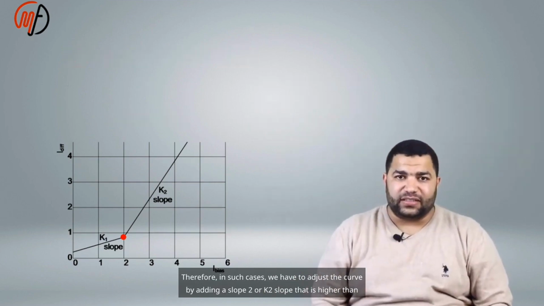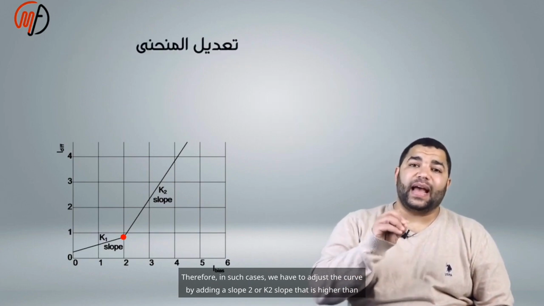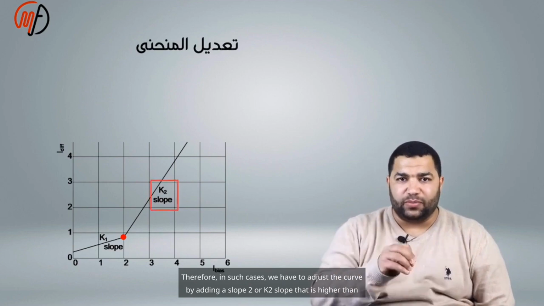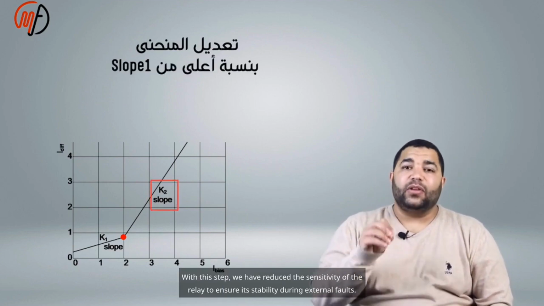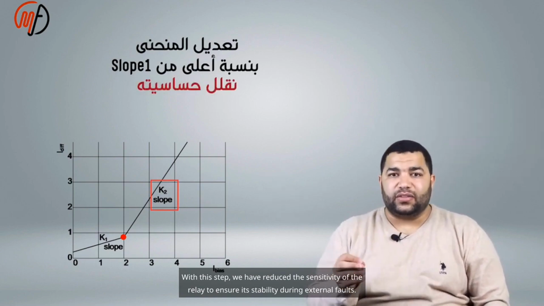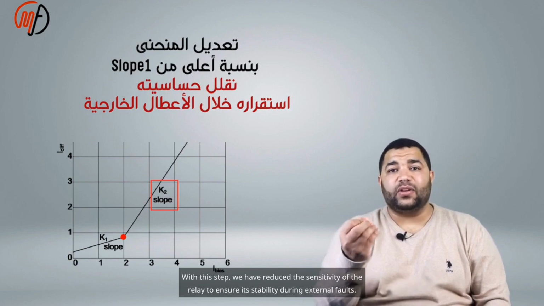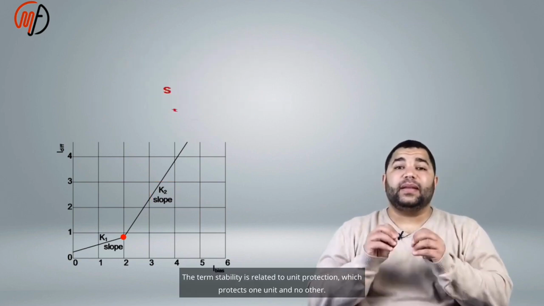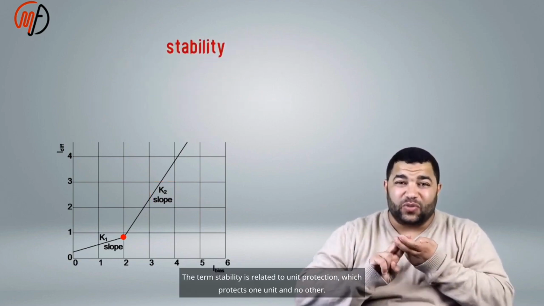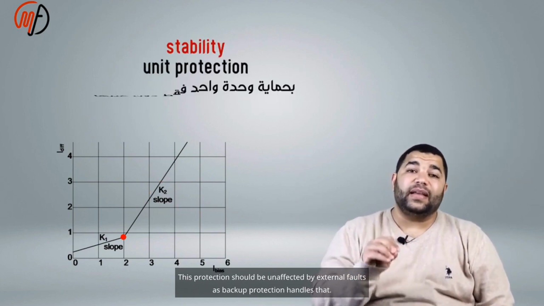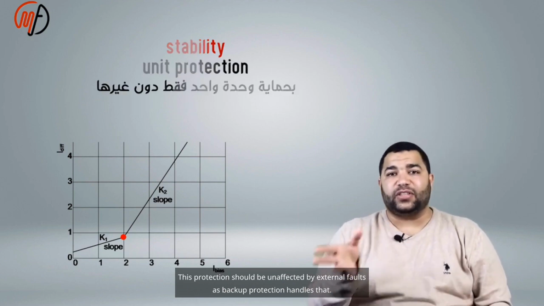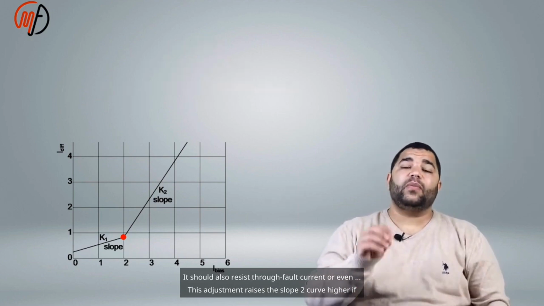Therefore, in such cases, we have to adjust the curve by adding a slope 2, or K2 slope, that is higher than slope 1. With this step, we have reduced the sensitivity of the relay to ensure its stability during external faults. The term stability is related to unit protection, which protects one unit and no other. This protection should be unaffected by external faults, as backup protection handles that. It should also resist through fault current.